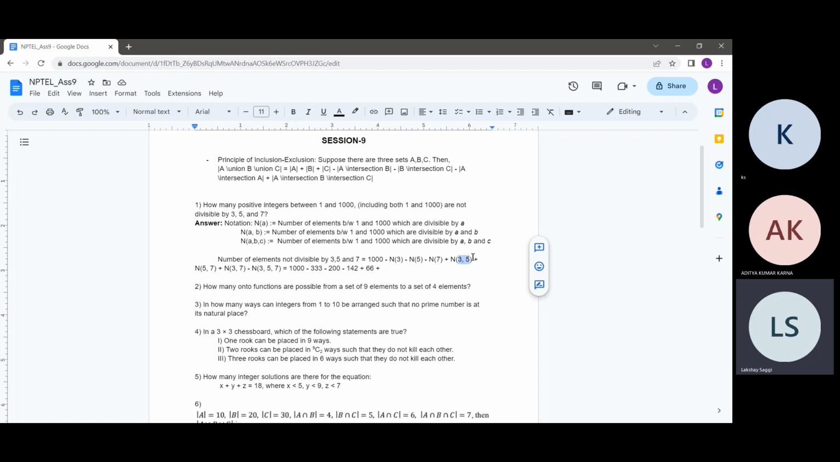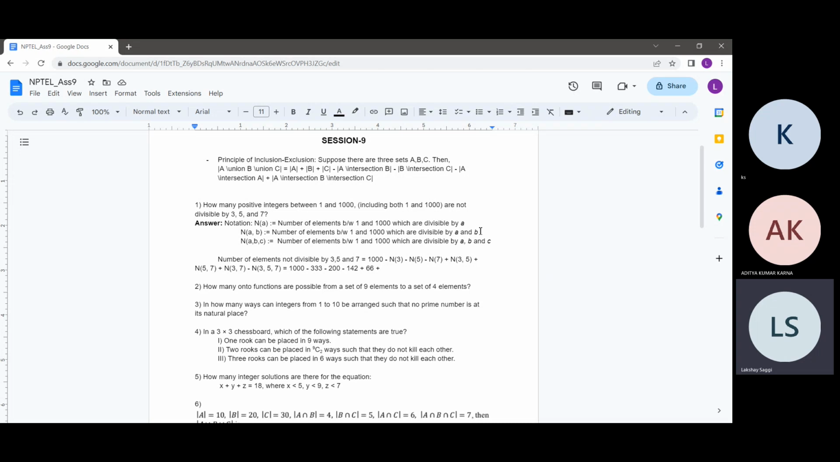Otherwise, if the numbers were not co-prime, suppose the numbers were instead 6 and 9, in that case I'll have to divide by the LCM of 6 and 9, which is 18. So the numbers between 1 and 1000 which are divisible by 6 and 9 will be 1000 by 18 and not 1000 by 6 into 9. So just keep that small thing in mind. I'm sure you guys must already know this, but just putting it out there. If someone is confused, they can refer to this.